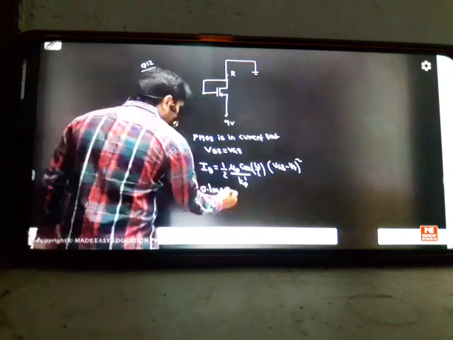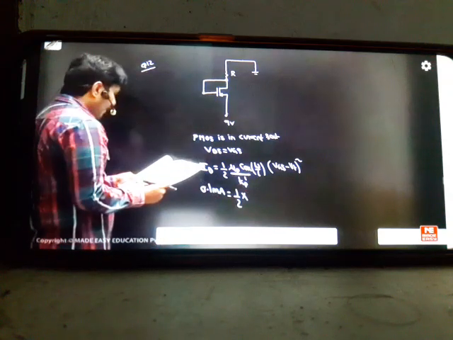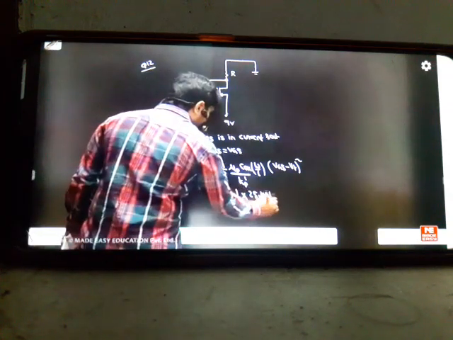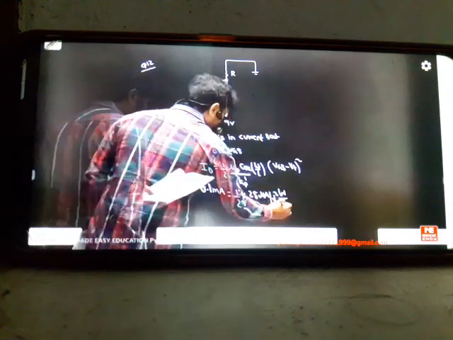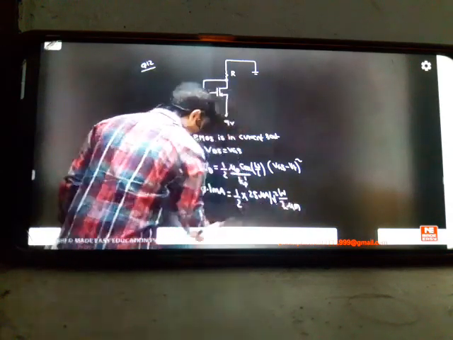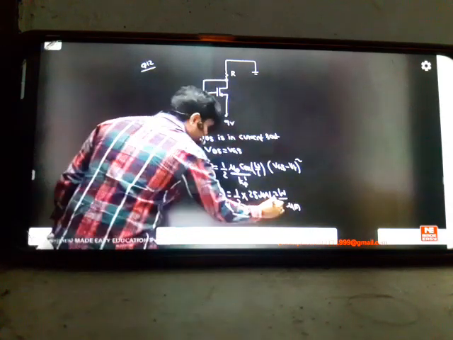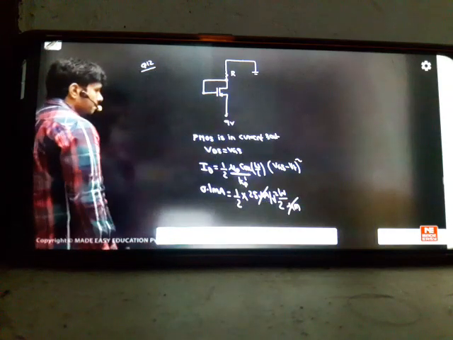So it is equal to half. You write half only. Kp dash is given as 25 microampere per volt square. W by L: W is unknown, but L is given as 2 micrometers. So micro will be cancelled.